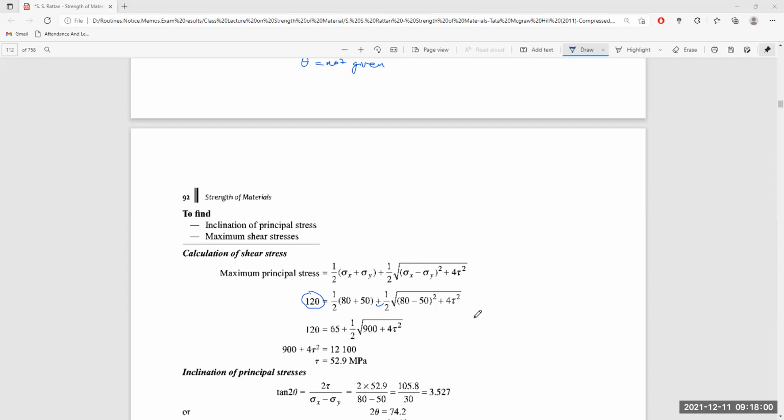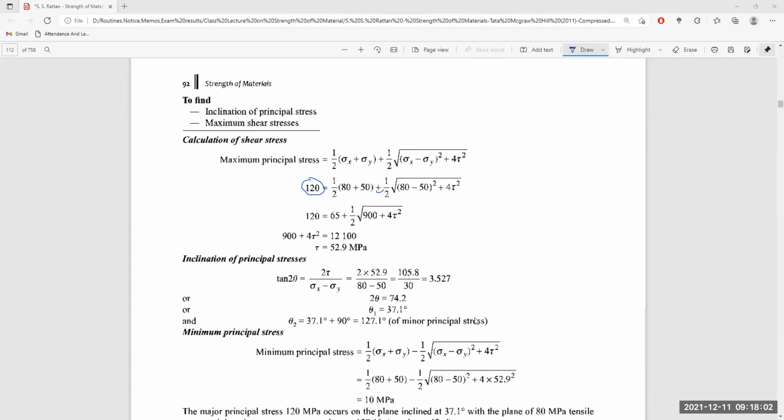Now, what will be the inclination? We have the formula tan 2 theta is equal to 2 tau divided by sigma x minus sigma y. So 2 into 52.9 divided by 80 minus 50 is equal to 105.8 divided by 30, which is 3.527. So 2 theta is equal to 74.2, theta 1 is equal to 37.1 degrees. And for minor stress, we have to add 90 degrees to theta 1, so it will become 127.1 degrees for the minor principal stress.